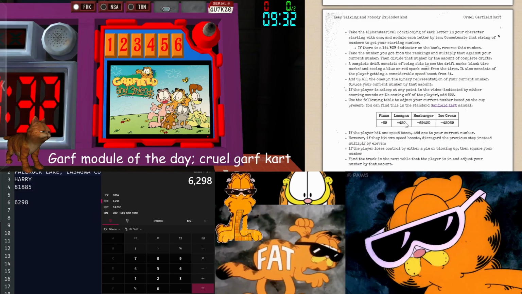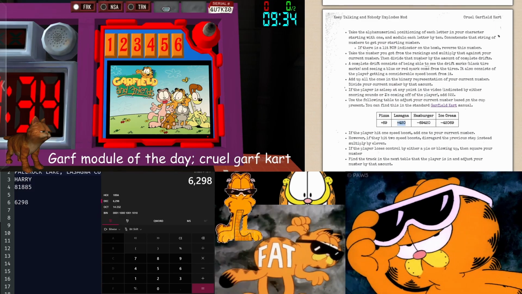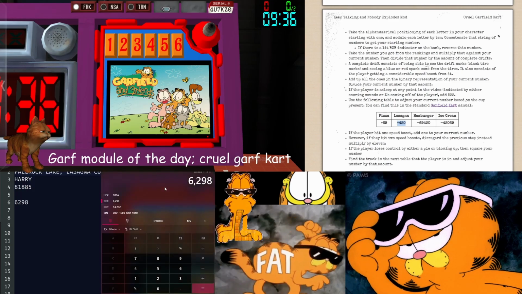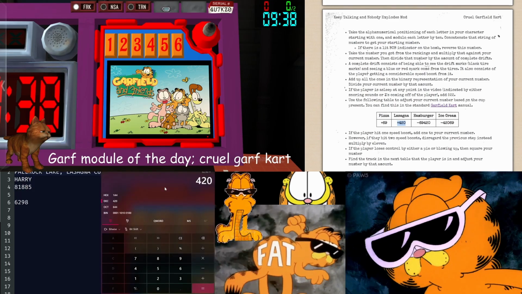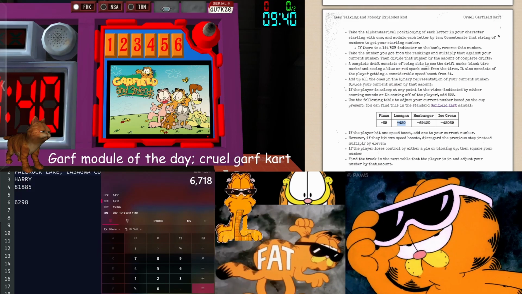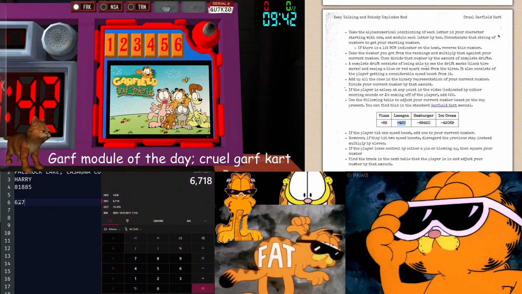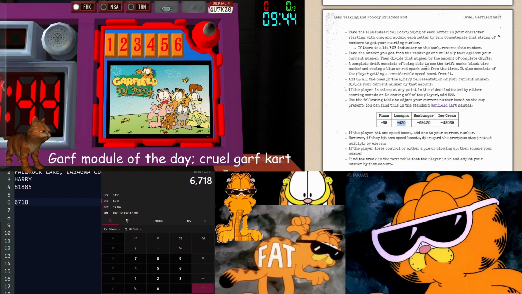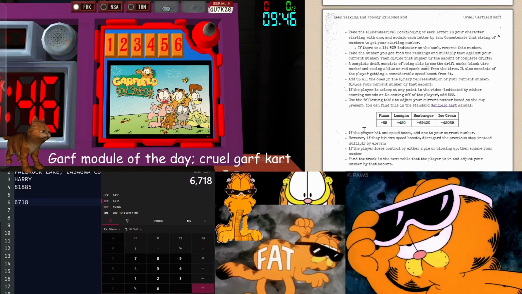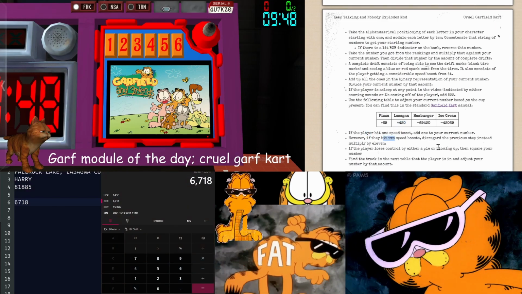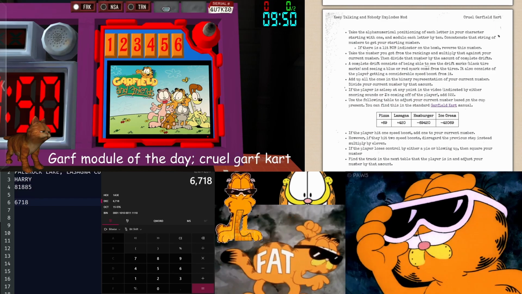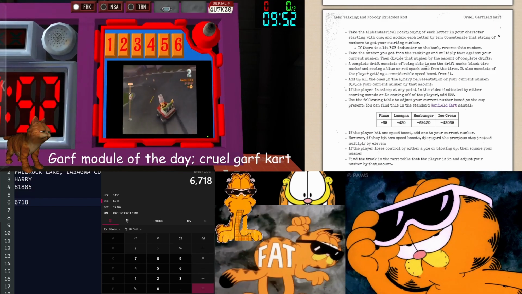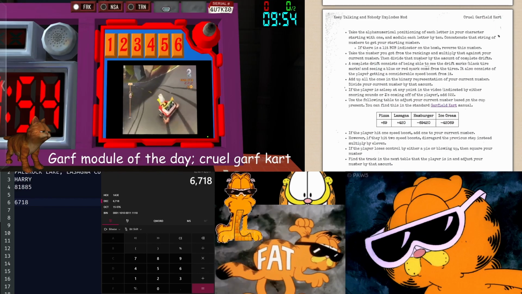Lasagna means we're gonna add 420. We're gonna add 420 and get 6718. If the player hit 1 speed boost or 2 speed boosts, let's see. Or if the player blows up by a pie or falls.